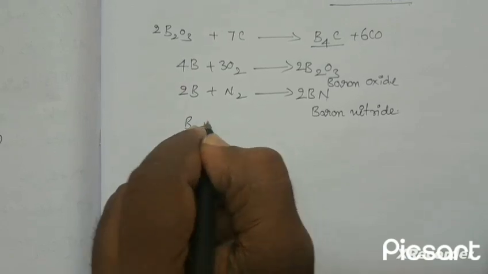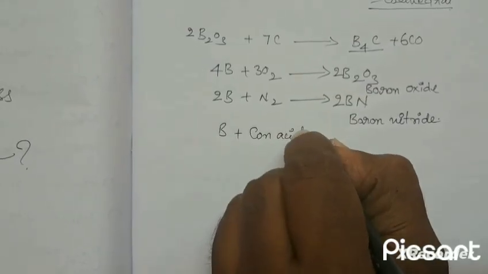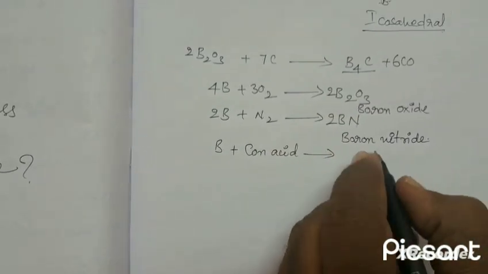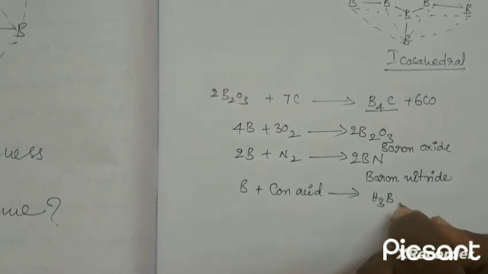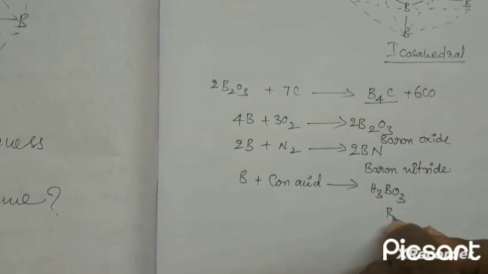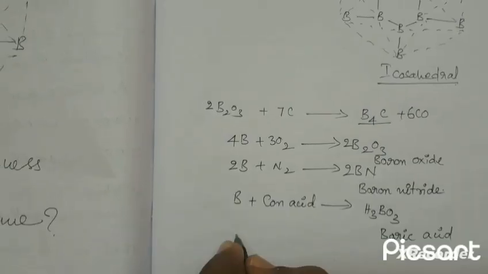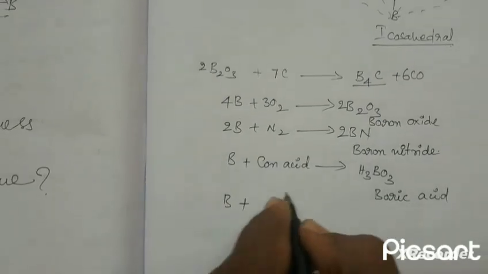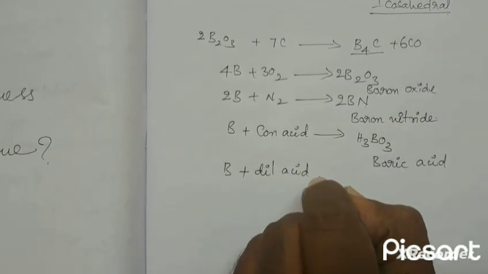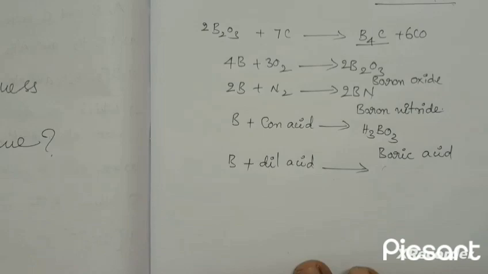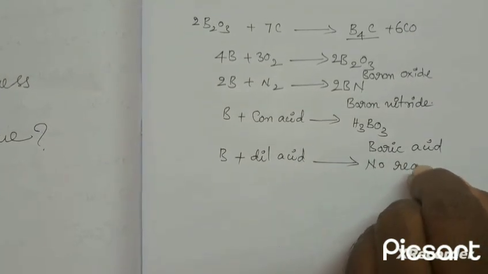Boron also reacts with concentrated acids. It gives boric acid. So the formula for boric acid is H3BO3. And boron does not react with dilute acids. No reaction.